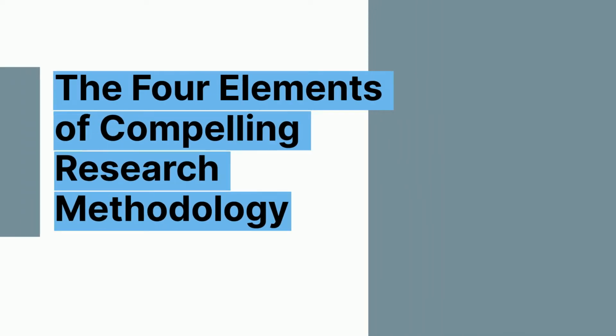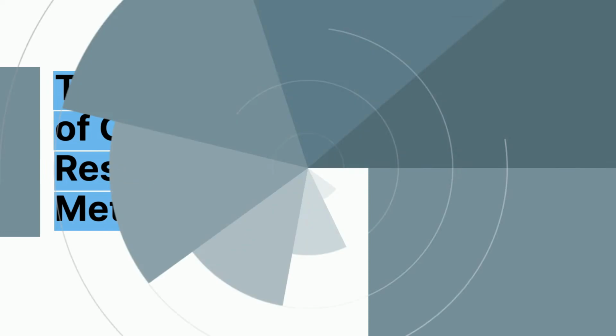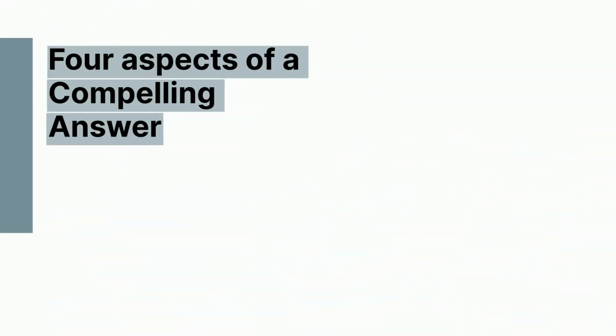Now you have a general idea what an interesting research question is and how you should approach formulating it. Now let's move to the methodology part and have a look at what we need to do to make sure that we can give a compelling answer. There are generally 4 aspects of a compelling answer.